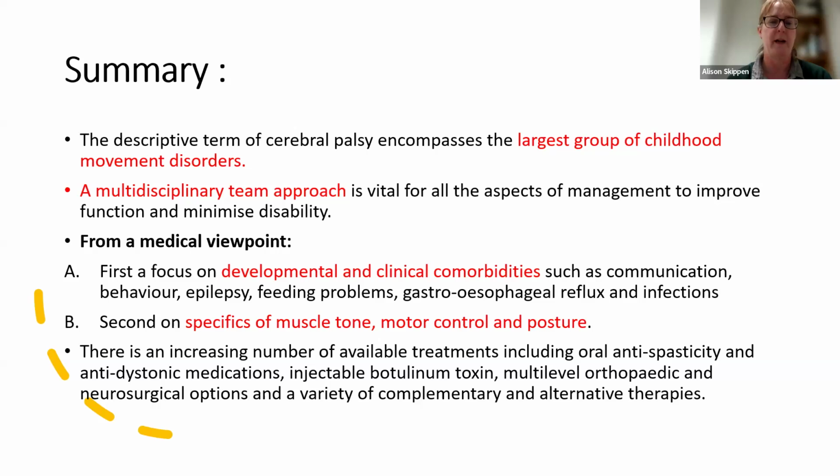And then secondarily, you might focus on specifics of muscle tone, motor control, and posture. That might mean both medical management with drugs, but also supportive management with the right seating, the right wheelchair, to make them as comfortable as possible. And yeah, we talked about the different medical treatments as well.